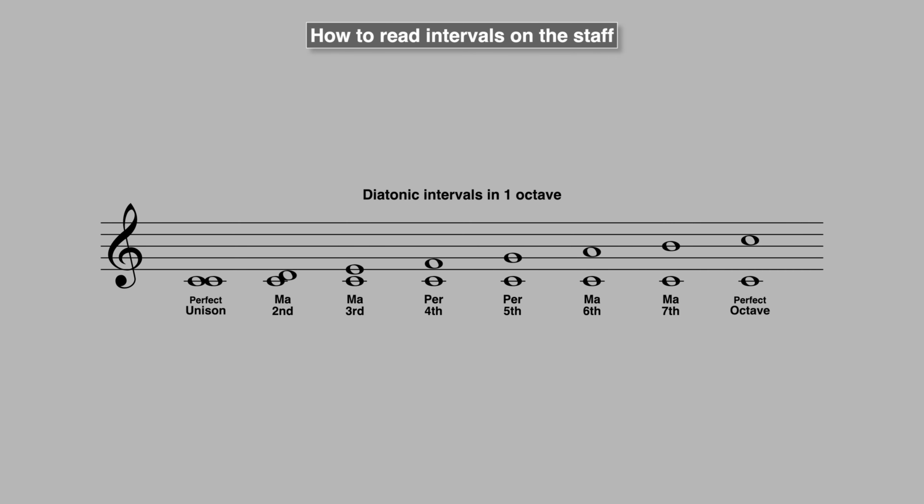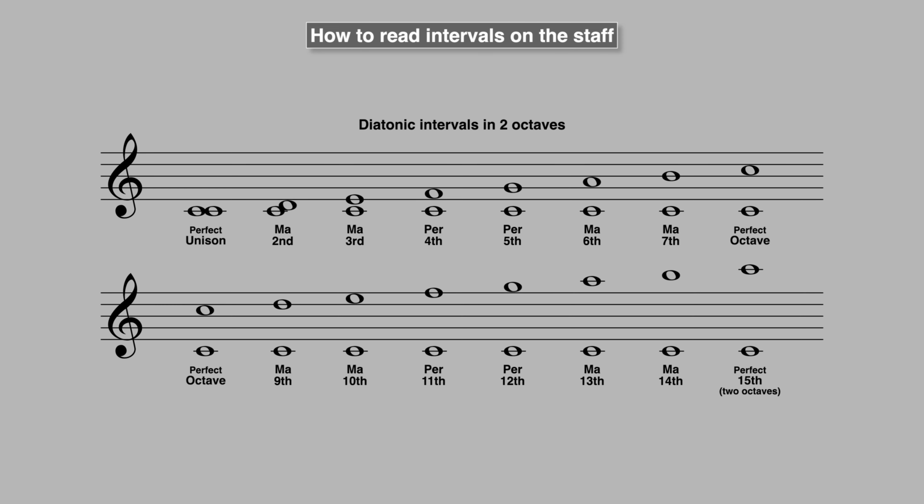Let's add another octave below so we have the diatonic intervals in 2 octaves up from middle C. This will introduce us to some new interval names. Notice that the location of the major and perfect intervals is similar to the location of major and perfect intervals from the tonic up to the octave.